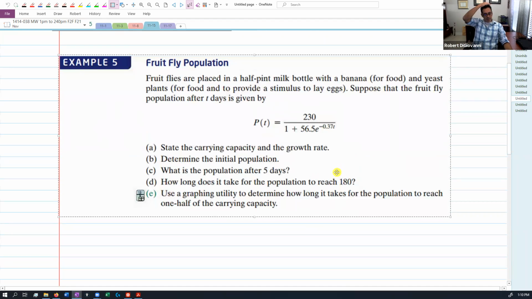So fruit flies are nasty, right? If you've ever had fruit flies in your house, or my buddy used to own a bar. Fruit flies are always really hard to contain.